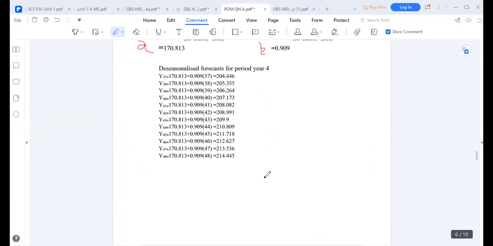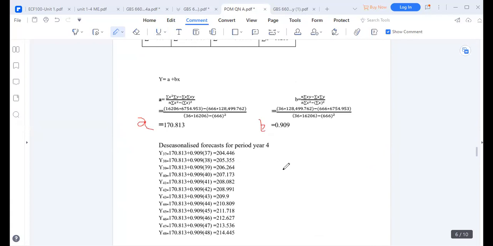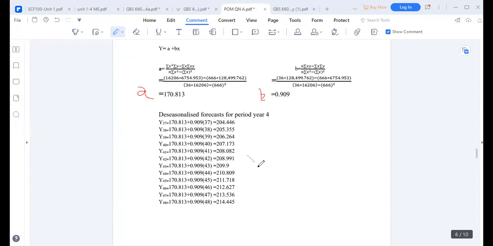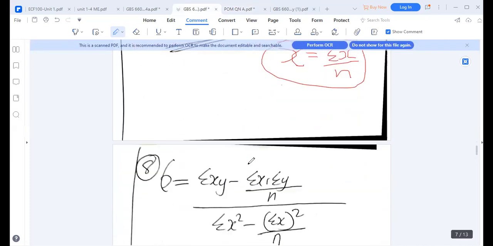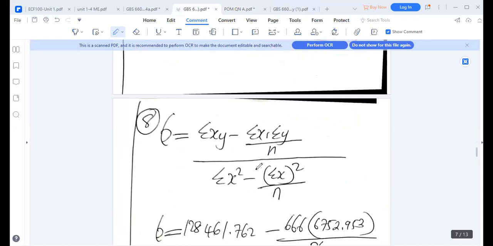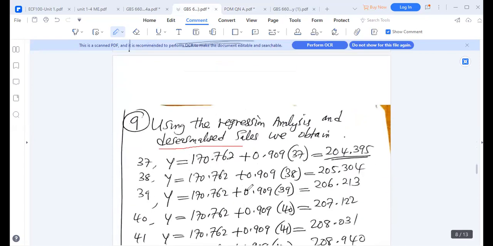Substituting these, we are able to get the regression line, which is y equals alpha plus bx. From here, we will be able to compute and substitute and get whatever it is that we need. Using the regression analysis and the values that are deseasonalized, we can now find the forecast for year 4.